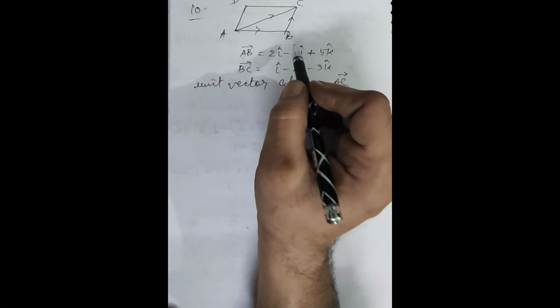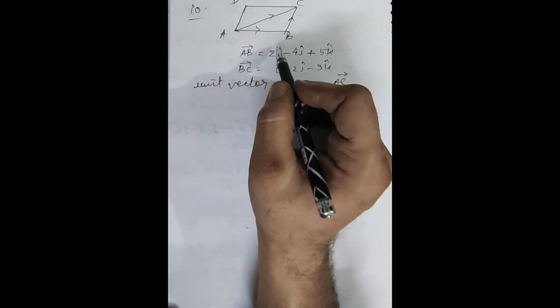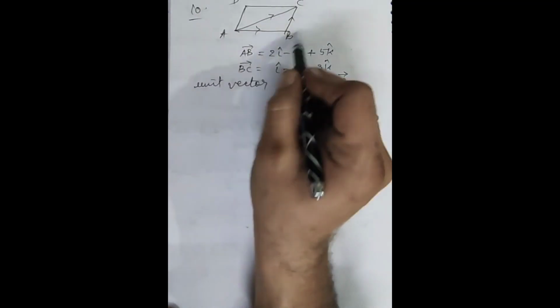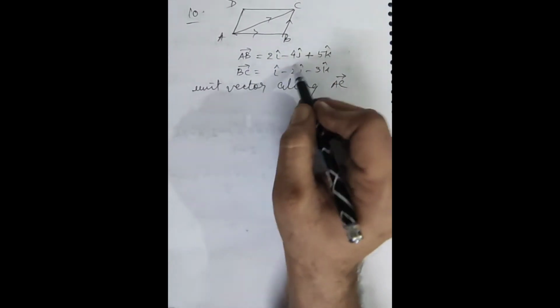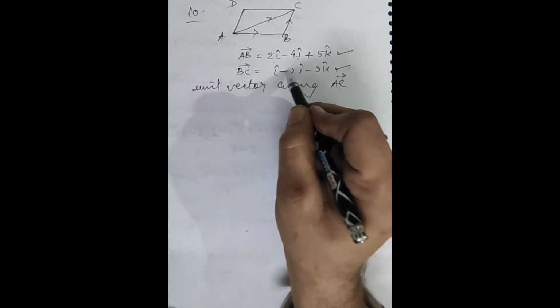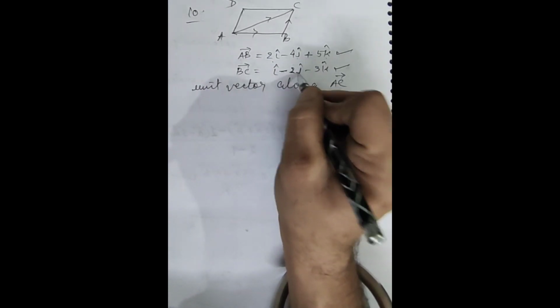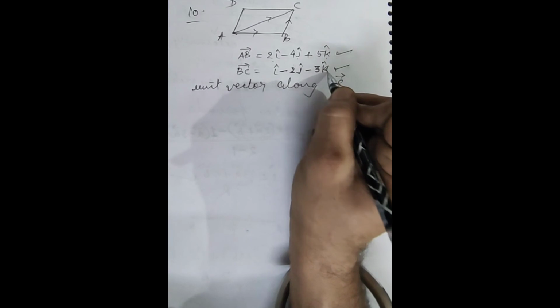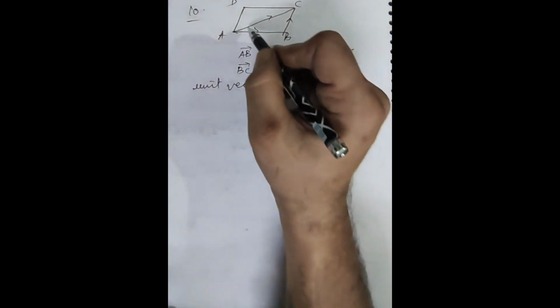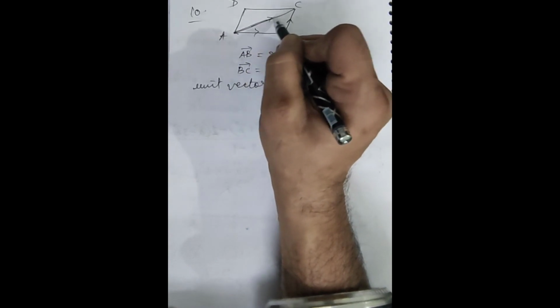Question number 10. Next question. We are given two vectors along the adjacent sides of a parallelogram. I considered ABCD to be the parallelogram. Vector AB as 2i minus 4j plus 5k is given. BC is also given, i minus 2j minus 3k. We need to find a unit vector along this diagonal AC.